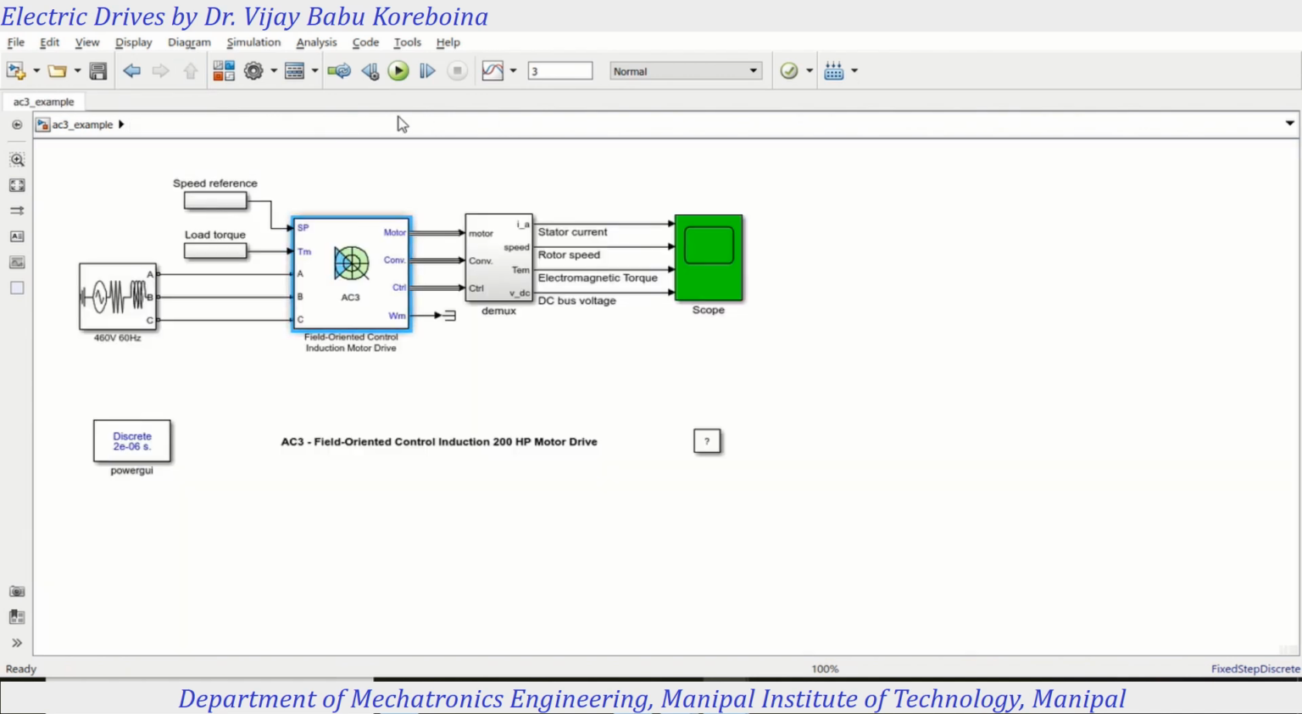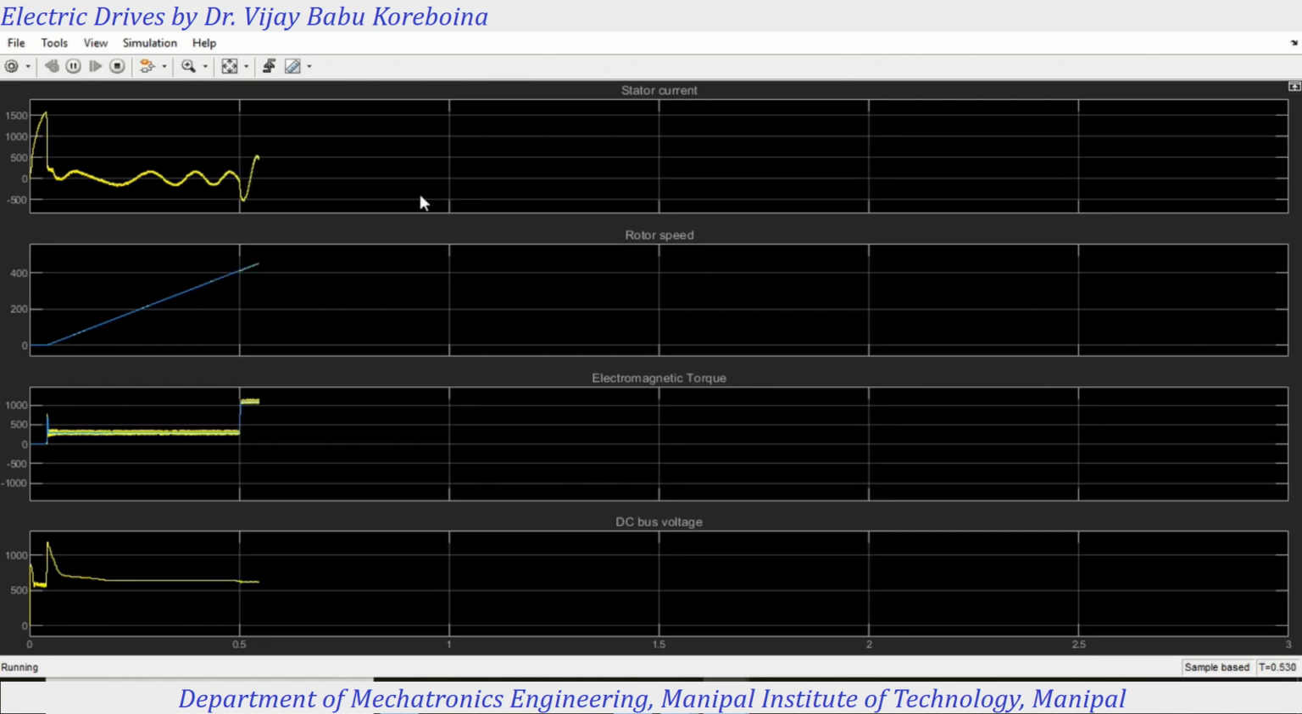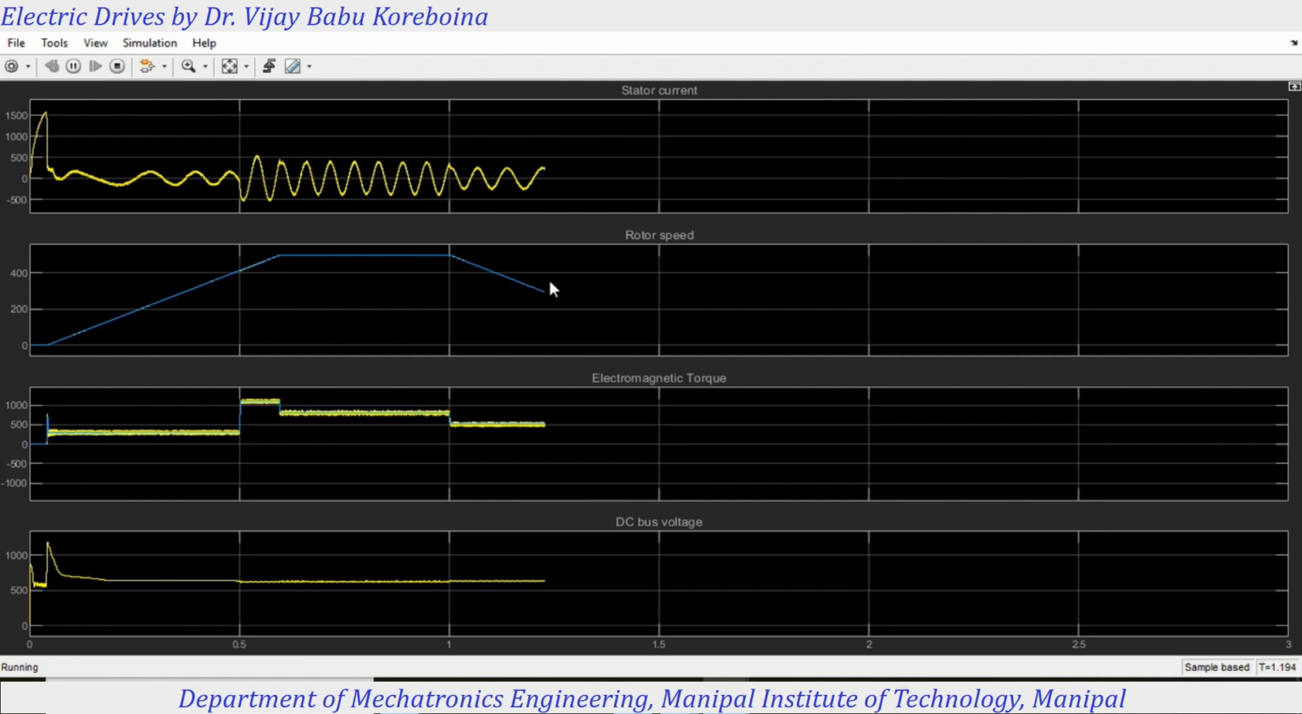FOC. Let us run and see. You can see in FOC how accurately it's going to be controlled, which is very important in certain high performance applications such as EV or traction. So FOC is one of the good dynamics we can see.